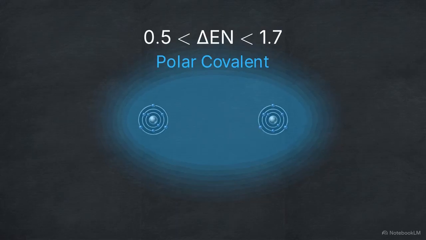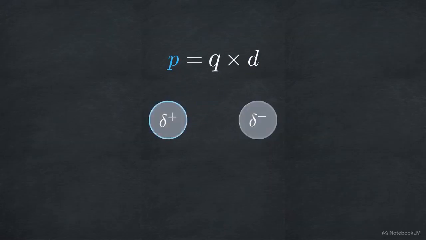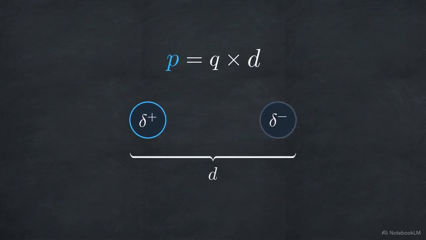As that difference grows to between 0.5 and 1.7, the sharing becomes unequal. The electron cloud shifts towards the stronger atom, generating a polar covalent bond with distinct partial positive and partial negative poles. We can measure this separation of charge as a vector quantity called a dipole moment. This is calculated by multiplying the magnitude of the charge by the physical distance between the charges.